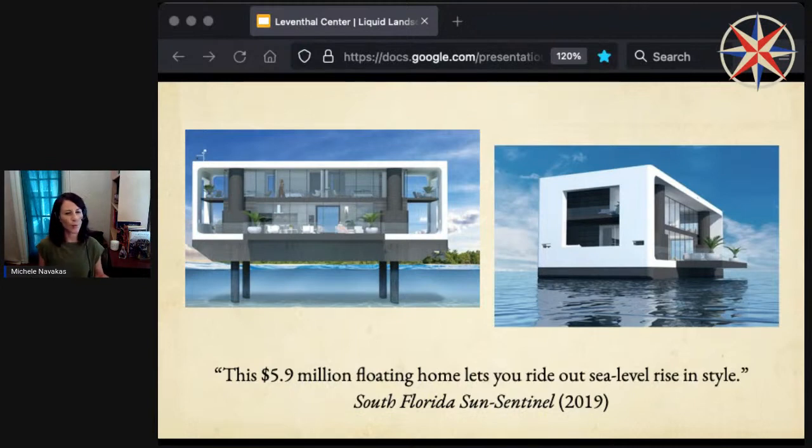The idea is that when the water rises, you simply rise above it by extending the pilings down to the seafloor to suspend your home above the waves until things settle down. Or, as a newspaper article about the home puts it, quote, when you're kicking back in your new $5.9 million solar-powered floating home, you won't mind how high the sea level rises, because you'll rise right with it.